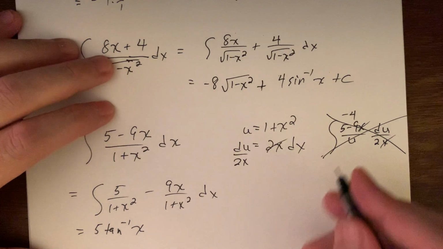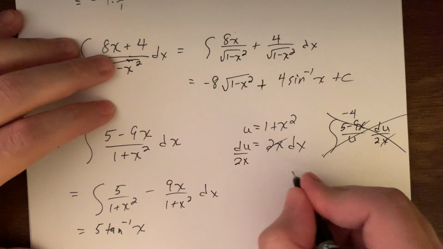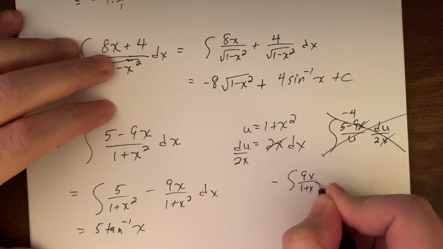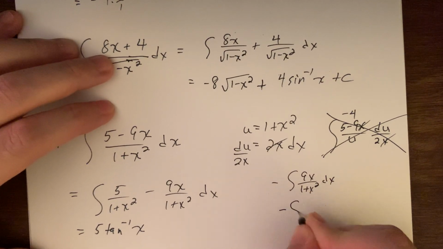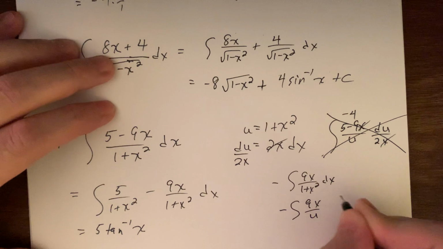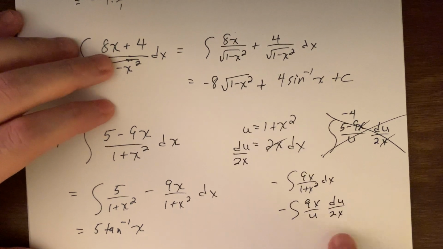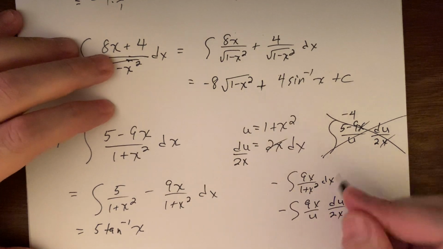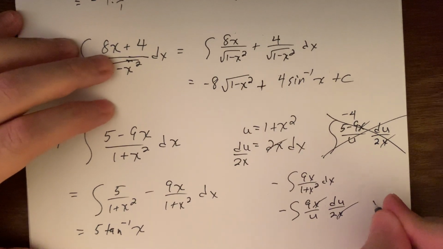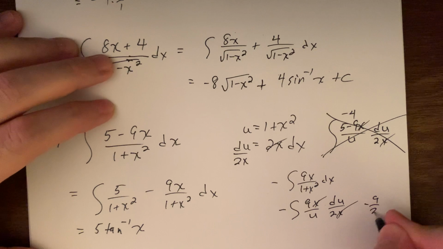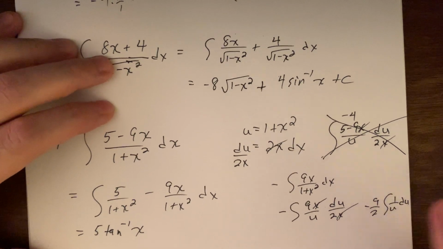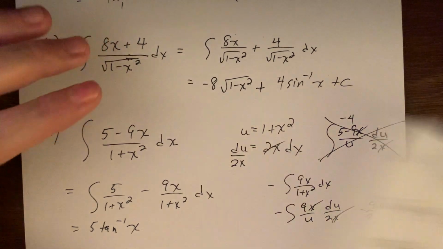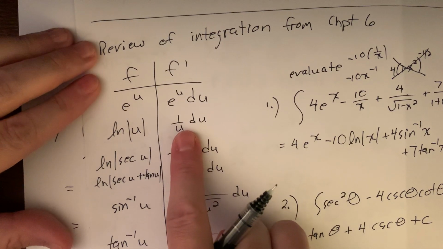So now I'll just do this off on the side here. So I've got just minus integral 9x over 1 plus x squared dx. So minus 9x over u du over 2x, right? Using that u substitution. It does work now. Minus 9/2 out in front. 1 over u du. When you pick u as the denominator, you are lining yourself up with this.